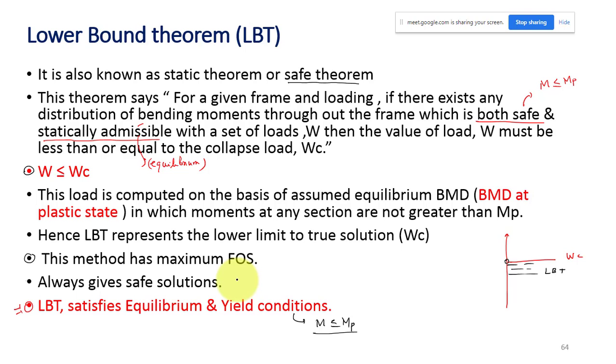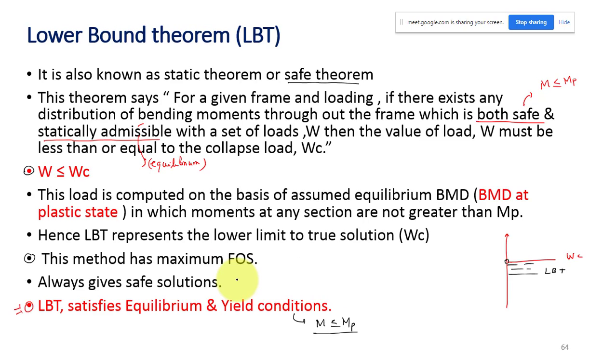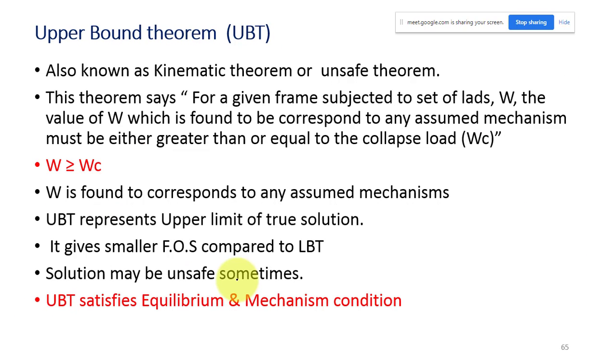Okay, and the next one is your upper bound solution. There is not much theory, only this much. The upper bound theorem is also known as the kinematic or unsafe theorem. Generally it is known as the kinematic theorem. The statement is like this, again taken from some textbook: for a given frame subjected to a set of loads W, the value of W which is found to correspond to any assumed mechanism must be either greater than or equal to the collapse load. Again, the statement looks not clear.